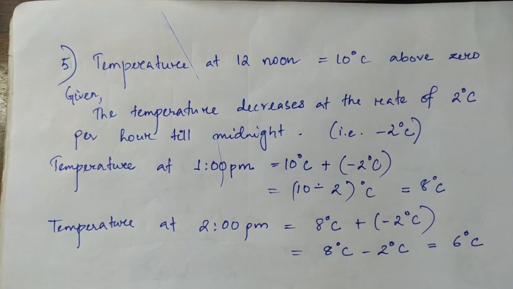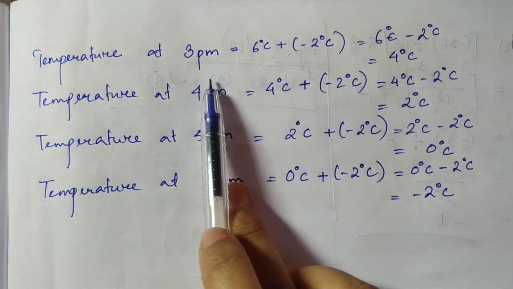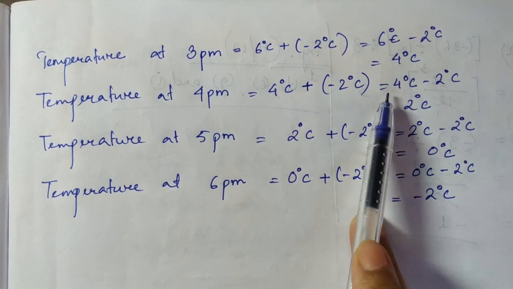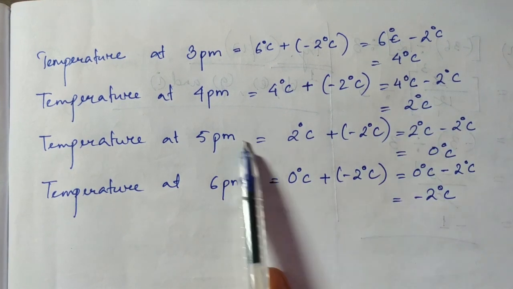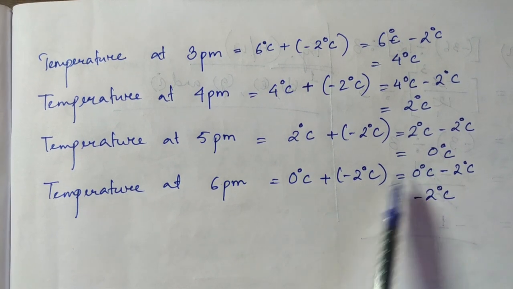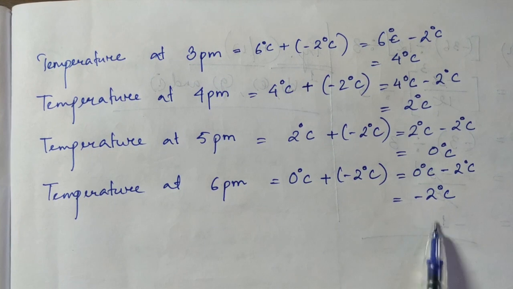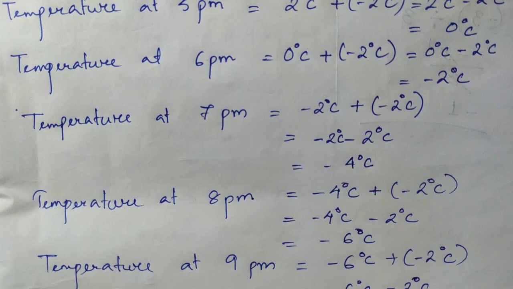So let's do the remaining part. The temperature at 3 p.m., if you subtract, you get 4 degrees Celsius. At 4 p.m. it's 2 degrees. At 5 p.m. it's 0 degrees. Then at 6 p.m. it is minus 2. But we need minus 8, so we'll continue doing it.